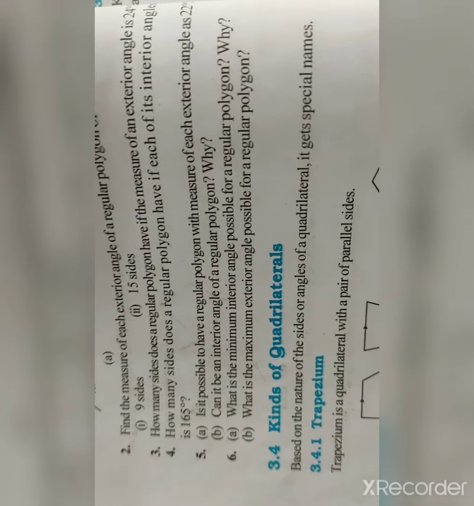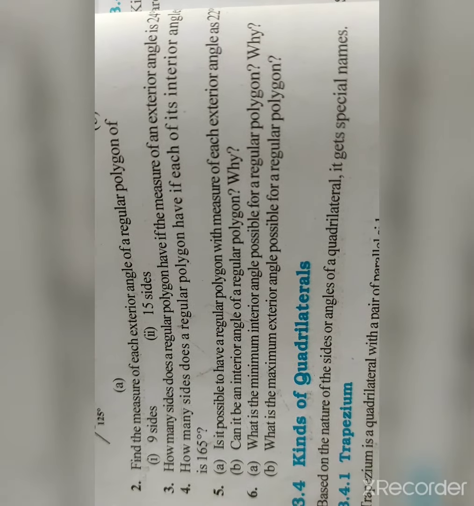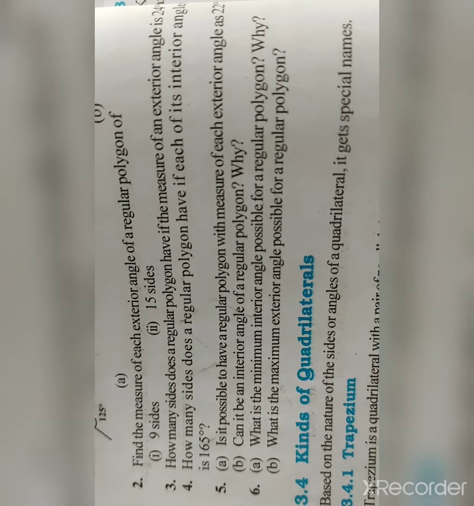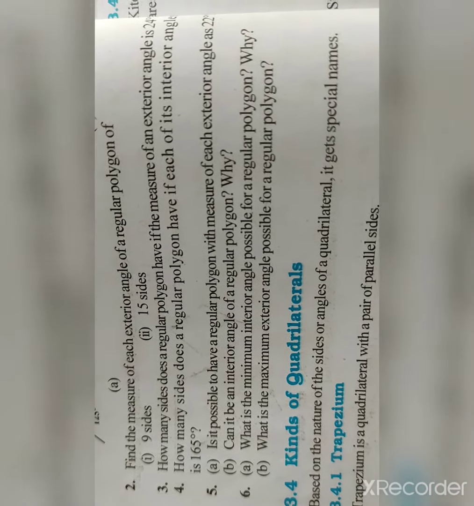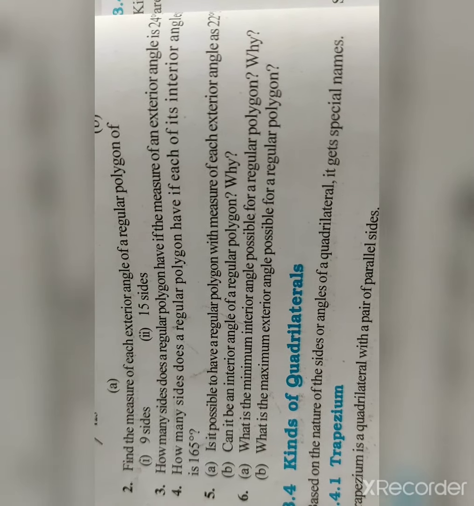Now the fifth question. Is it possible to have a regular polygon with the measure of each exterior angle as 22 degrees? Suppose the exterior angle is given as 22 degrees. The number of angles we don't know, so we assume the number of angles is n. So 22 degrees into n equals 360 degrees. Then the number of angles will be 360 degrees divided by 22.